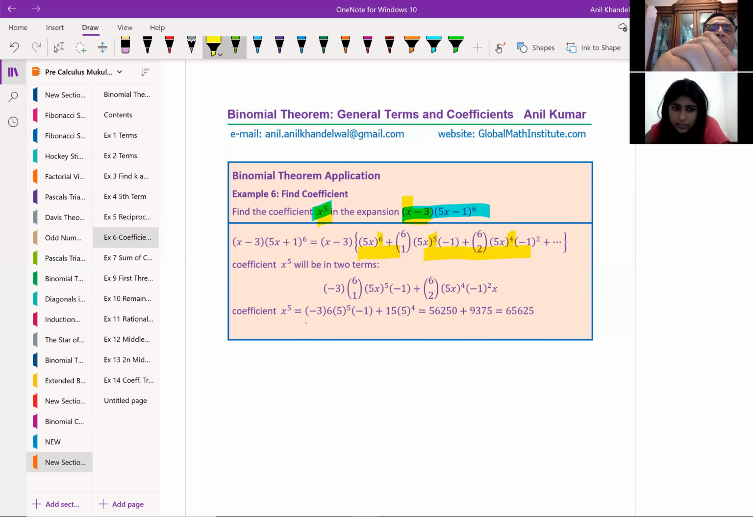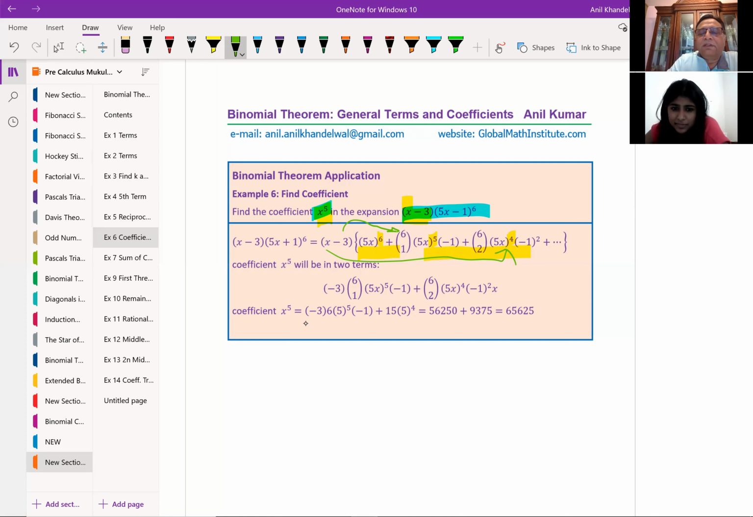Now, how do you get power of 5? One, when I multiply by a constant, a power of 5, I get power of 5. Second, when I multiply x to the power of 4 by x, I get power of 5. So these are the two terms which are going to give me power of 5.